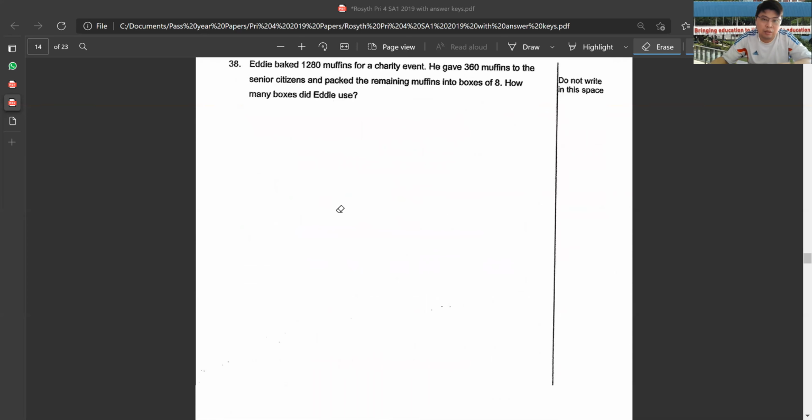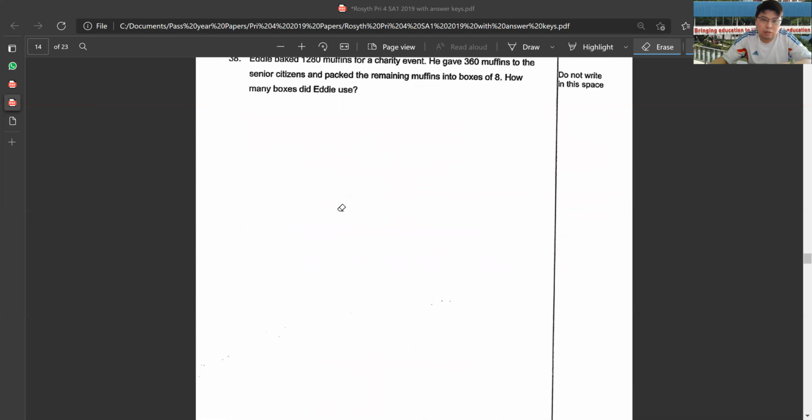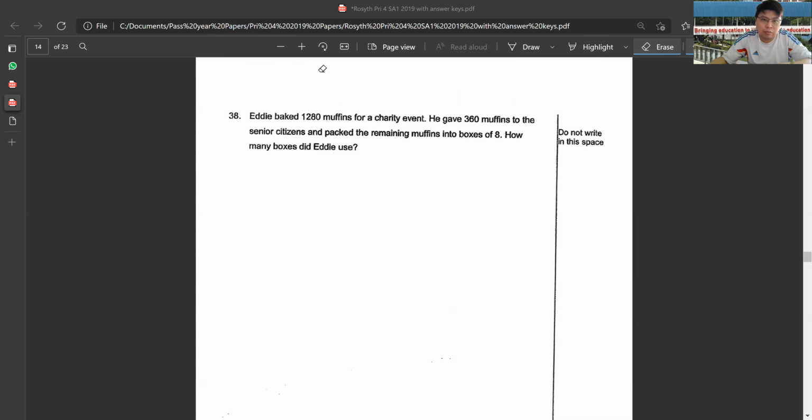38. So Eddie baked 1,280 muffins for a charity event. He gave 360 muffins to the seniors and packed the remaining muffins into boxes of 8. How many boxes did Eddie use? So can you tell me how to find the number of muffins he packed into boxes of 8?